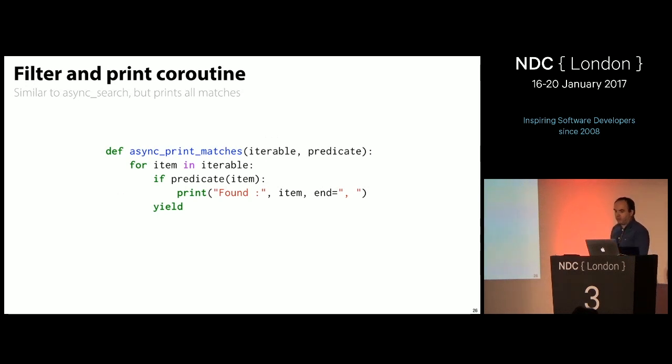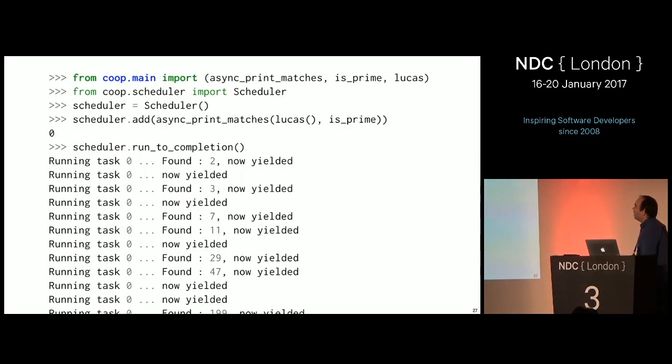Okay, here's another coroutine. This is very similar to the search coroutine, except it prints all the matching results. Okay, so we're just looping around. Anything that matches, we print that we found an item, and we yield to the scheduler. Yeah, so we're just going to loop through the sequence. So here we go.